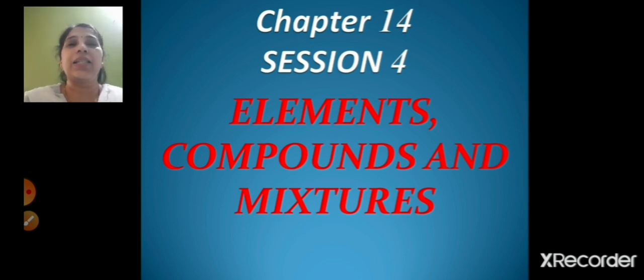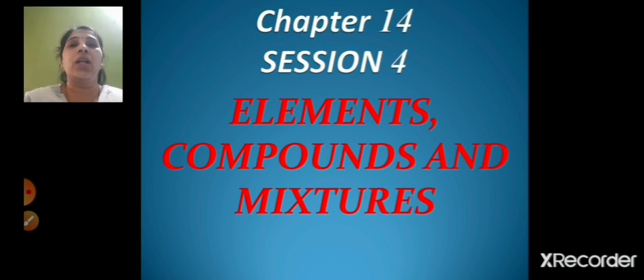In the last session we had seen what a compound is. The substance formed by the chemical combination of two or more elements is called a compound. We took the example of water and carbon dioxide. The molecular formula of water is H2O: two atoms of hydrogen and one atom of oxygen form water. Similarly, for carbon dioxide, one atom of carbon and two atoms of oxygen form carbon dioxide.